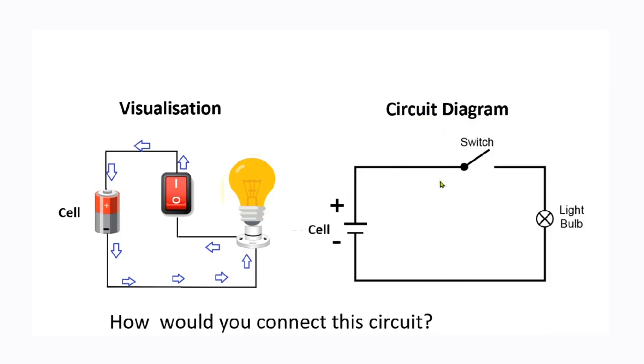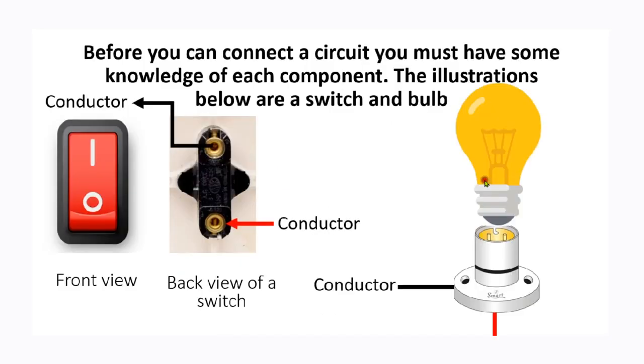Whenever we draw circuit diagrams, we do not draw it like the visualization. We always draw it like this. This is what a circuit diagram looks like. It has symbols in it. So how do you connect this circuit? This is what we're going to look at next. But before we go there, there are some important things that we must take into consideration first.